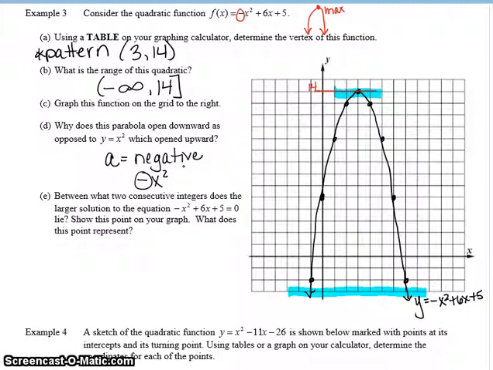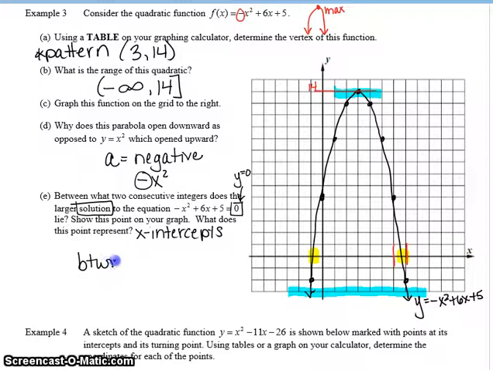Okay, between what two consecutive integers does the larger solution lie? Remember, guys, solution, and they're talking about when y is equal to 0. So in your brain, when y is equal to 0, that's talking about the x-intercepts. Or just even that word solution means x-intercept. So there's two x-intercepts on this graph. It's here and here. And it says between what two consecutive numbers. So if I go over here, between here and here would be the larger of the two. So that's 1, 2, 3, 4, 5. It's between 6 and 7.